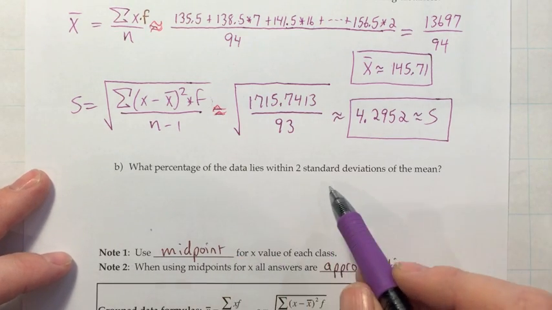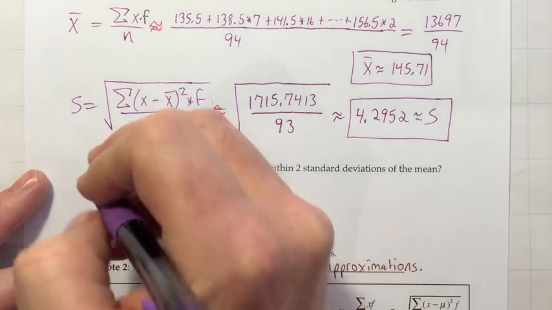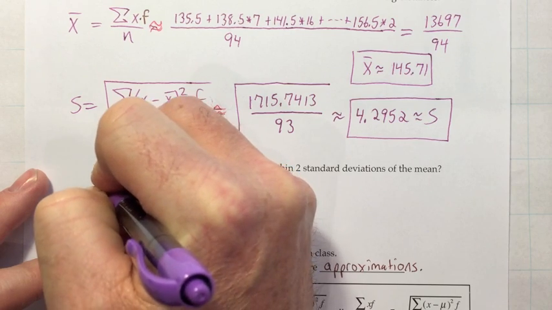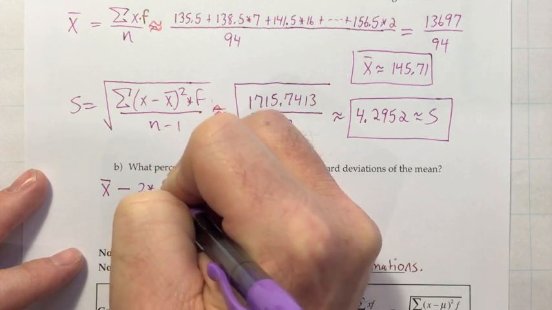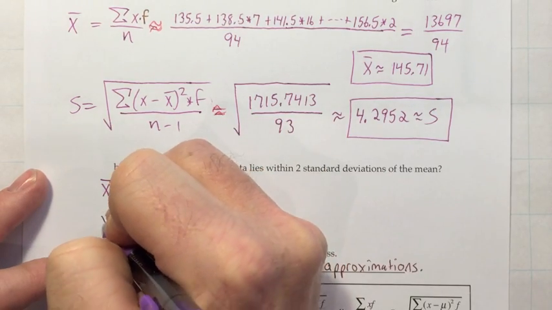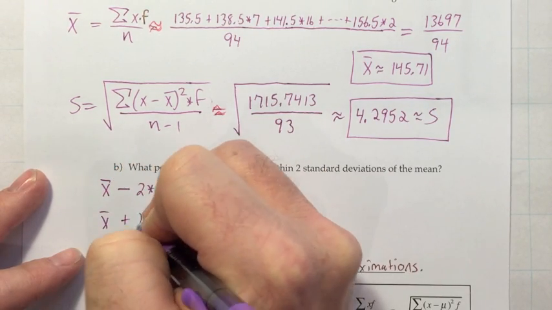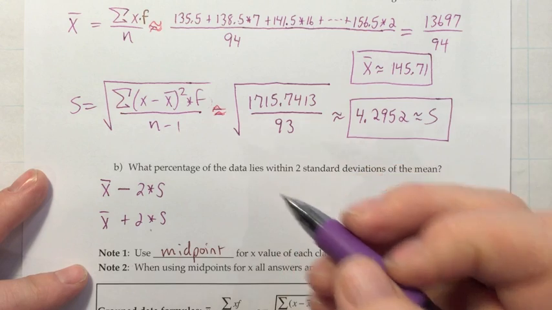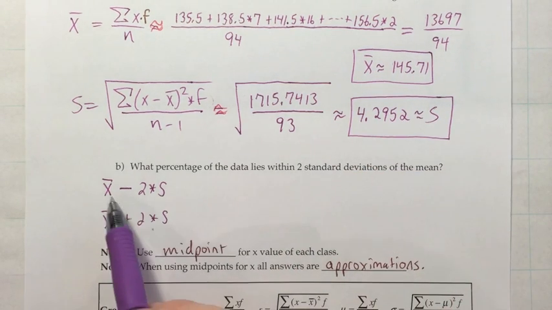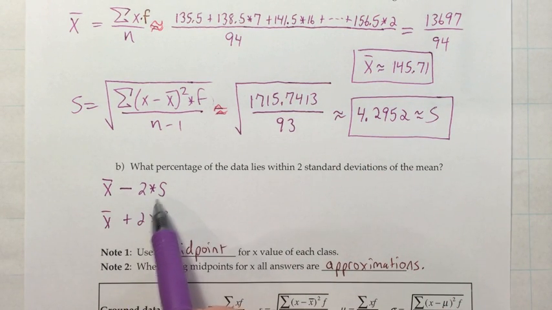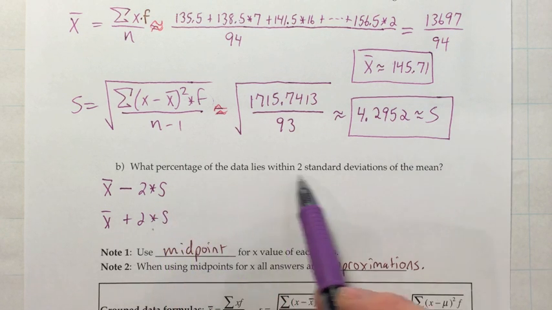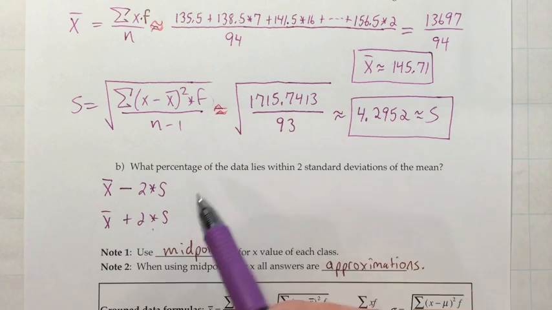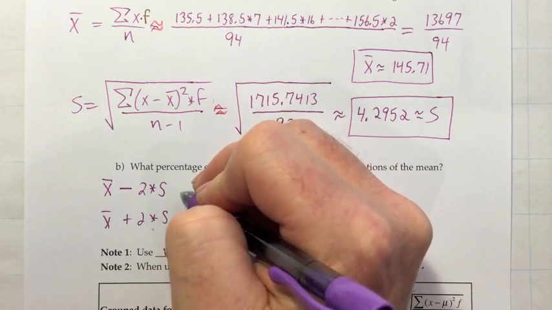If you want to know what percentage of the data values lie within 2 standard deviations of the mean, what we're going to do is come up with boundaries. One boundary will be the mean minus 2 times the sample standard deviation, and the other boundary will be x bar plus 2 times the sample standard deviation. So here's a mark that's 2 standard deviations to the left. This is going to be 2 standard deviations to the right. Anything that lies between the answers we get here will be within 2 standard deviations, so we'll go count them up after we do these calculations.